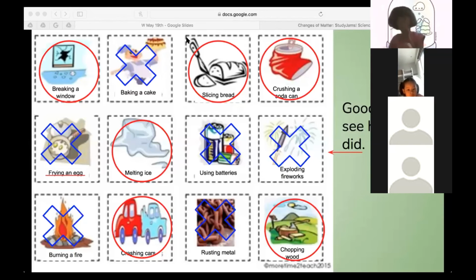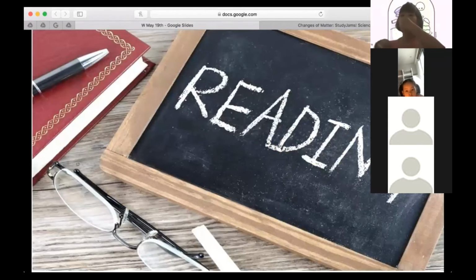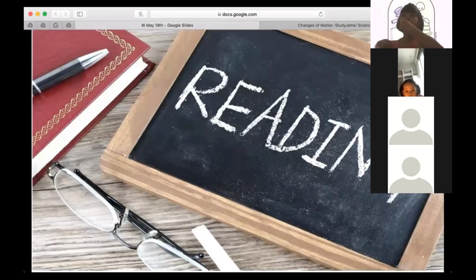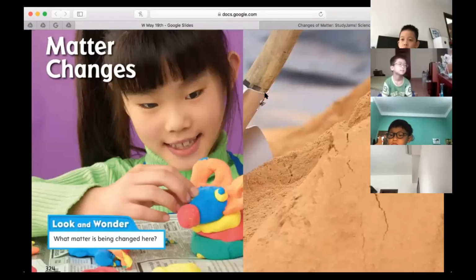So melting ice, remember, changing states of matter. Changing states of matter is a physical change. We can freeze it again. Frying an egg, once it's cooked, it's cooked. That's a chemical change. Okay. You're amazing. Good job, everybody. Yay. And let's do some reading now.